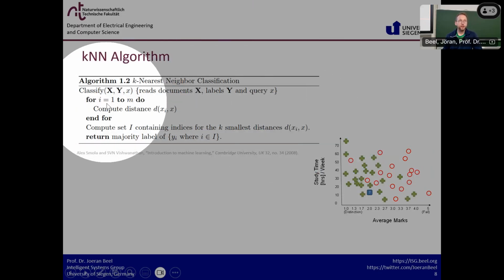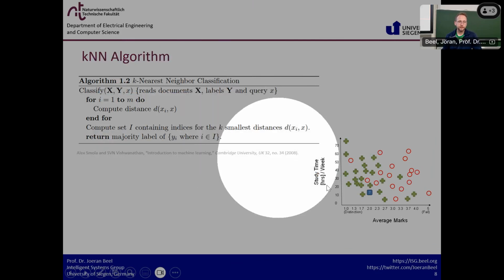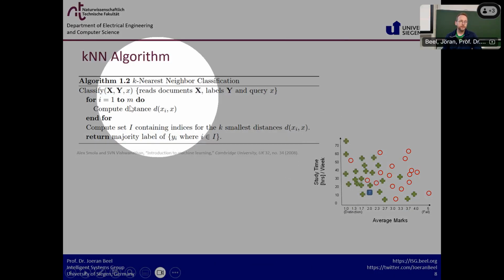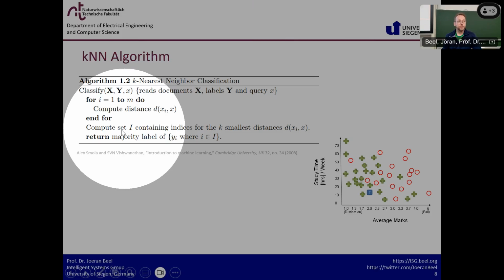What we then do is, for each instance in the data set, compute the distance between our student in question and all the other students. So the distance between this and this, the distance between here and here, the distance between here and here, and so on and so forth. After we did this for all instances, we identify just those k instances where the distance is smallest. And then we return the majority label of those instances as the new label.